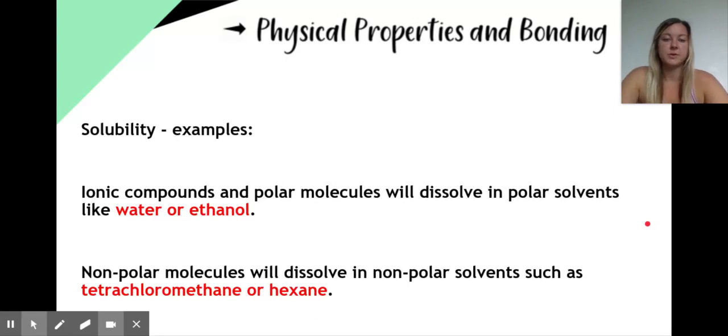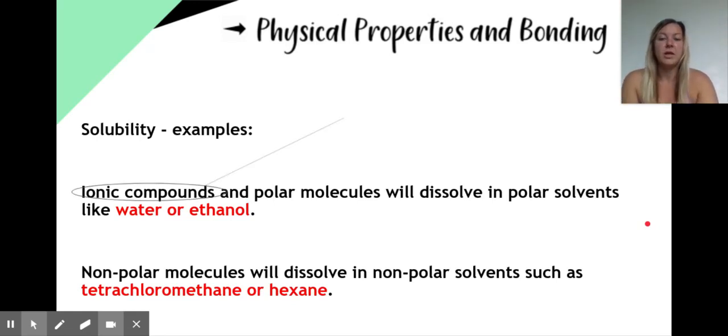So some examples then. Ionic compounds and polar molecules will dissolve in polar solvents. So polar solvent examples, water or ethanol are my go-to polar solvents. Non-polar molecules will dissolve in non-polar solvents, like hexane, which is probably my go-to non-polar, or tetrachloromethane as well is going to be a non-polar solvent.